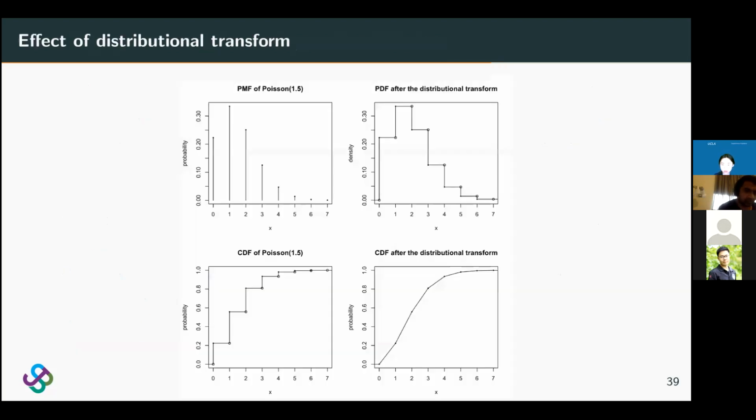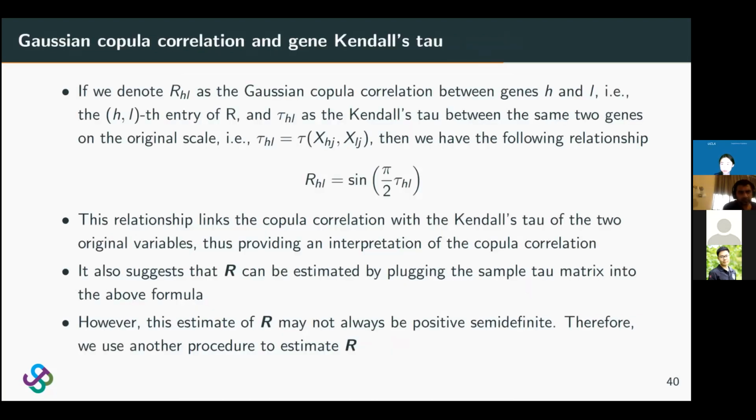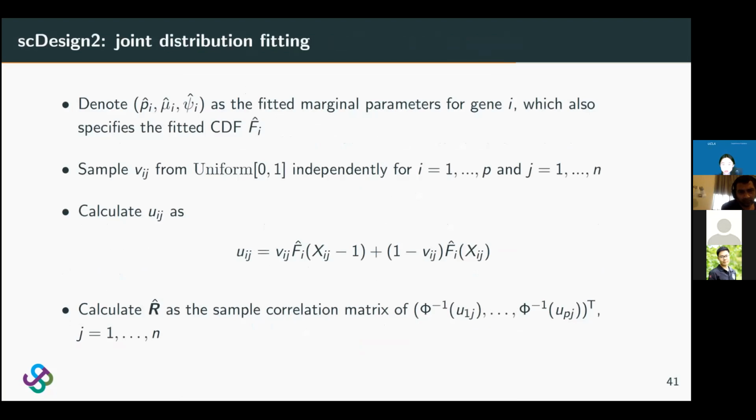Now that will cause issues for data generation because that's a requirement for this correlation matrix. So that's why we don't do this. Instead, what we do is as follows. We are basically treating the marginal fitting and the joint distribution estimation as two steps. So we first fit the marginal parameters for gene i, so the parameters for the ZINB distribution.